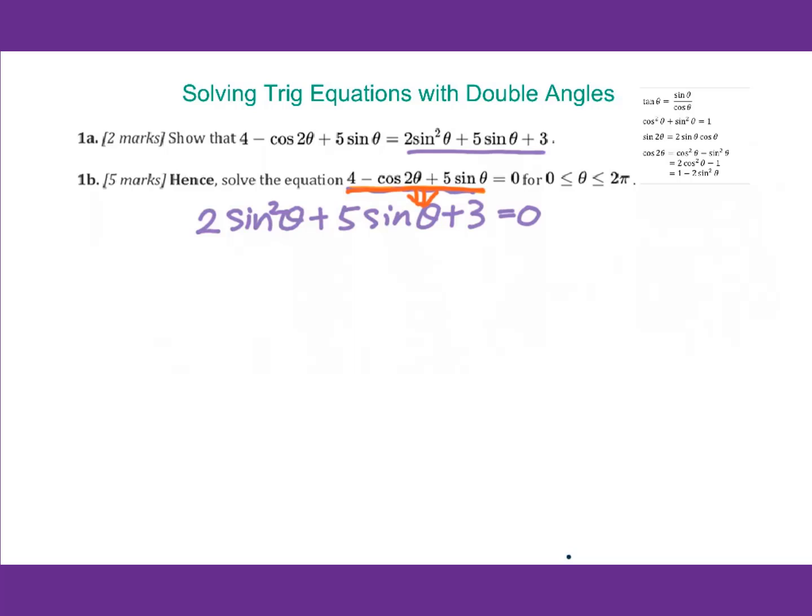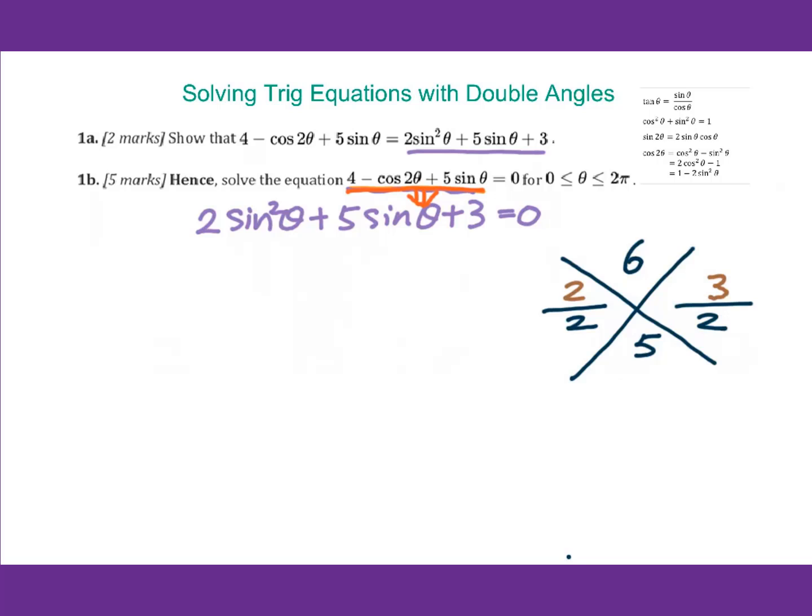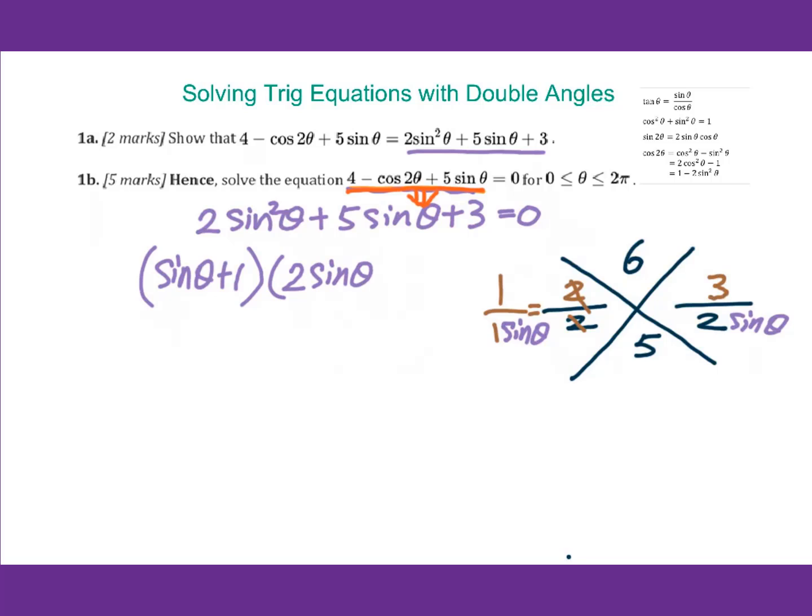Since this is a quadratic pattern equation, we do ninja x. We have 6, 5, over 2 over 2. For 6, I can do 2 times 3 equals 6, and 2 plus 3 equals 5. Reduce, 1, 1. Then for the variable it will be sine theta, sine theta. Bottom up, you get sine theta plus 1 times 2 sine theta plus 3 equals 0.